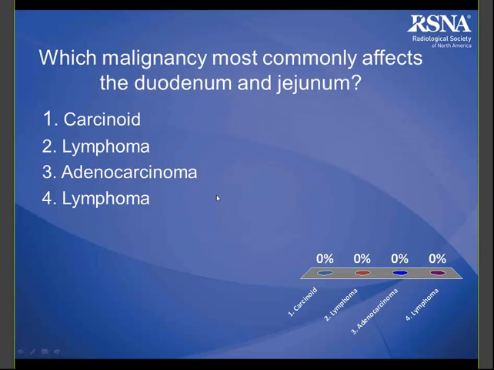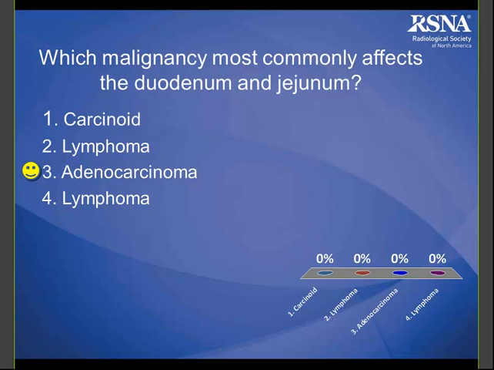So I'll be having some questions throughout my presentation just to make sure you are hopefully still paying attention and are still awake. Usually it would be an audience response, but since we don't have that available, I want you to at least think about the answer before I put up the correct answer on the screen. So which malignancy most commonly affects the duodenum and the jejunum? So maybe you're thinking of your answers.